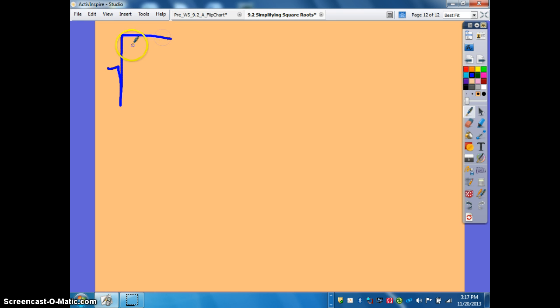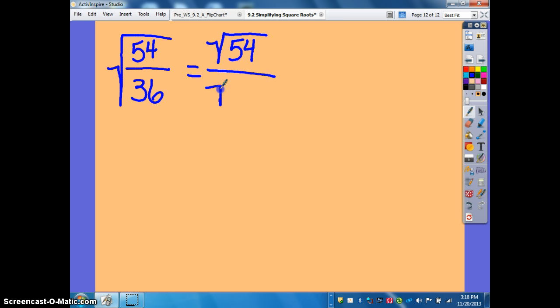The square root of 54 over 36. First thing you need to do, rewrite it. Square root of 54 over the square root of 36. Boards out. Hold up your answer and see if it matches mine. I will give you about 30 seconds. Go.